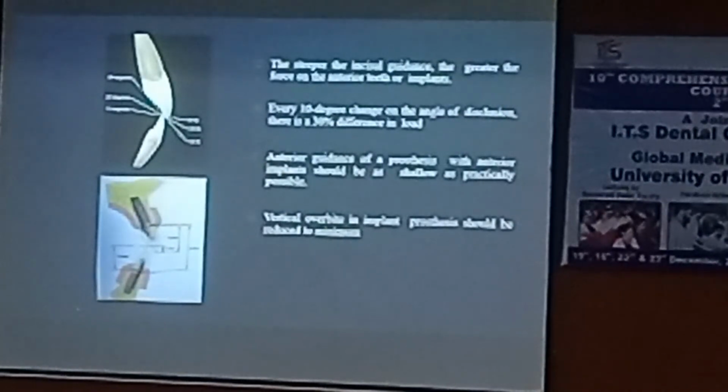Now, anterior guidance is very important, because many times you will be replacing the anterior. So in your anterior guidance, what you studied is horizontal overlap and vertical overlap. That should be minimal, so that there is a smooth glide when the patient goes into protrusion. Otherwise, your lower teeth will tend to hit the upper, and the horizontal forces will increase once again on the implant and it will go for failure. Right?